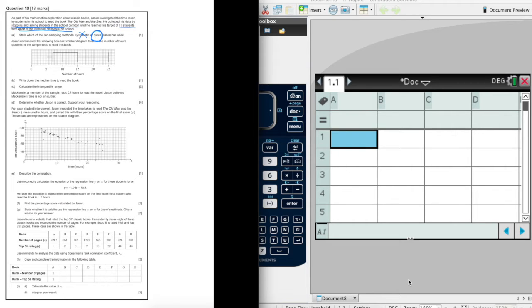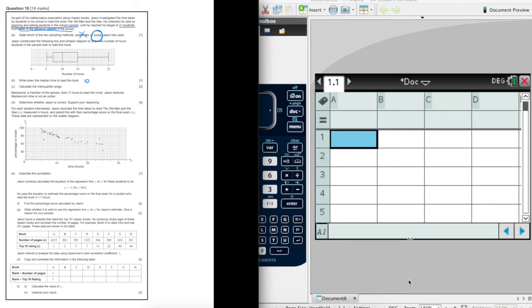And then for part B, we have the box and whisker diagram, and we need to write down the median time of reading the book. So a box and whisker has the median in the middle. So this is the median here, and therefore the median is 10.